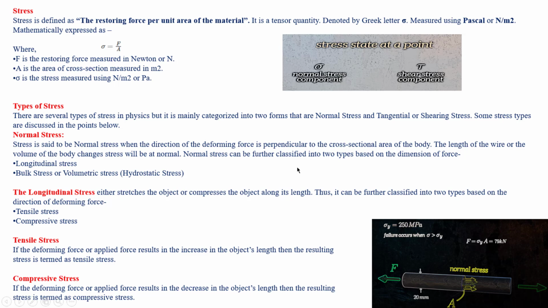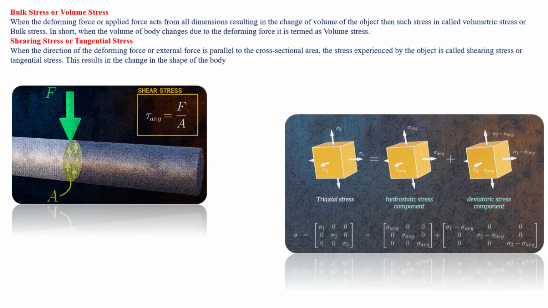So next, we have the volumetric stress and the shear stress. First, we can consider longitudinal stress, which covers tensile and compressive, and then we have the shear stress, which is different. Then we have the volumetric stress, which is known as the hydrostatic stress. I'll come back to this.